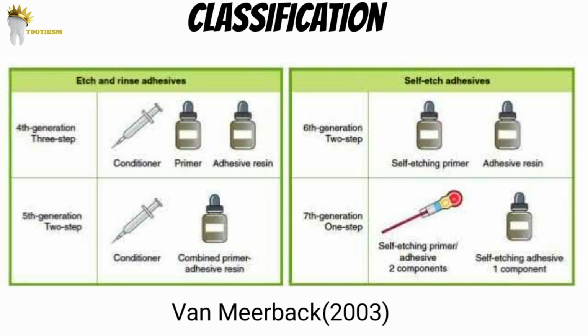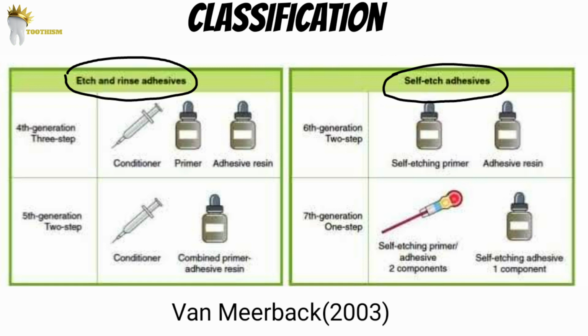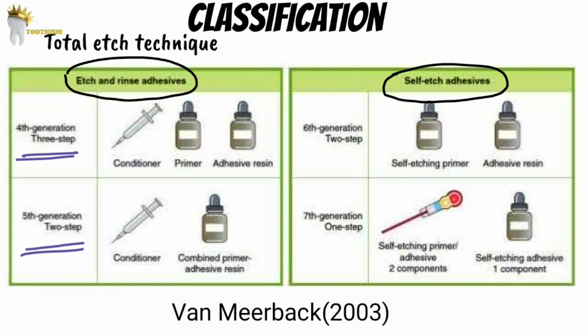In this classification, the major categories of bonding systems are known as etch and rinse and self-etch systems with 2 subcategories. These subcategories are according to the number of clinical steps involved. So etch and rinse adhesives include 4th and 5th generation. This is also known as total etch technique.